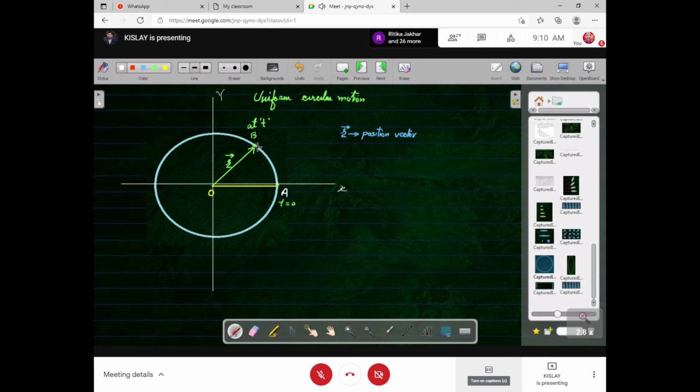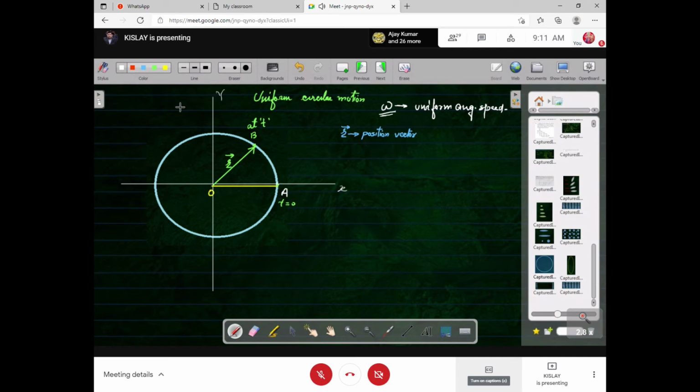See, if the object is here, this radius is r, and it is moving with a uniform speed, let's say omega. This is the uniform angular speed with which the object is moving on the circular track. I hope the situation is clear. A very simple situation we have taken: an object is moving on a circular track of radius r with an angular speed omega.